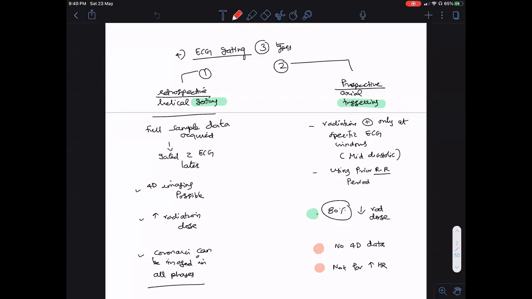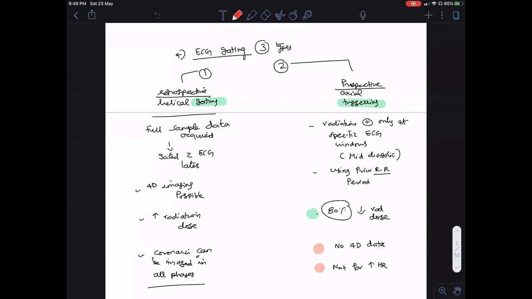So how this is calculated is by using the prior RR period. Based on the previous ECG, the previous RR interval and the heart rate, a reasonable time window is constructed for the future, at which time radiation is delivered. So this brings a reduction of about 80% of the total radiation dose.